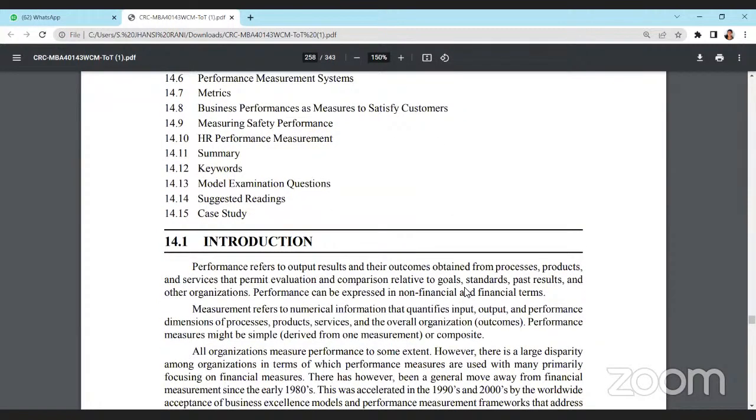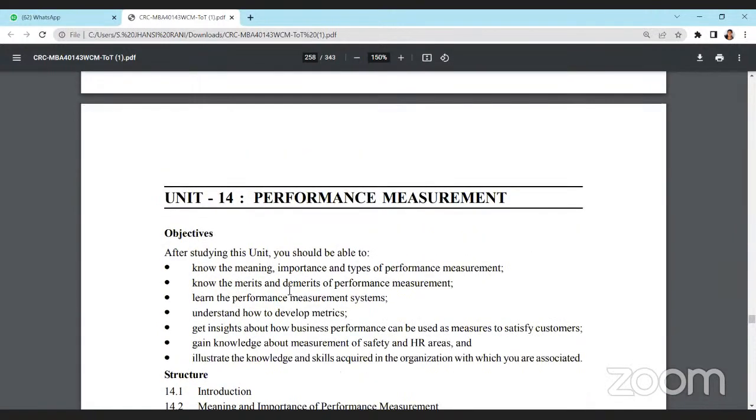Now, performance refers to the output or result obtained from the processes, products, and services that permits evaluation and comparison relative to goals, standards, past results, and other organizations. Performance can be measured in non-financial and financial terms. And measurement refers to numerical information that quantifies input and output performance. So in the next class, we will understand what performance measurement is in more detail.